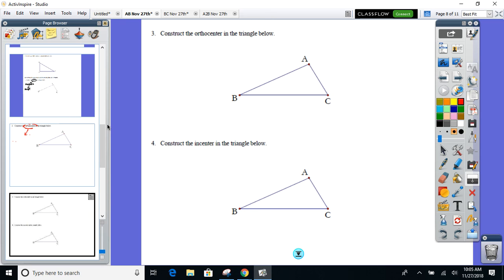Put your compass on point A. Remember how to do a perpendicular line from a point. Make an arc that intersects BC in two spots. And if you can't, extend BC, please. From point A, make an arc that intersects BC in two spots. Open up your compass a little wider. Go to each point of intersection at the bottom and make two more arcs below it. And then draw in your altitude.